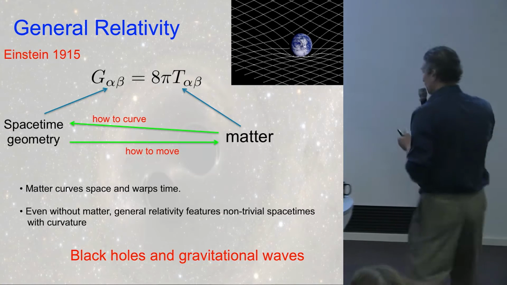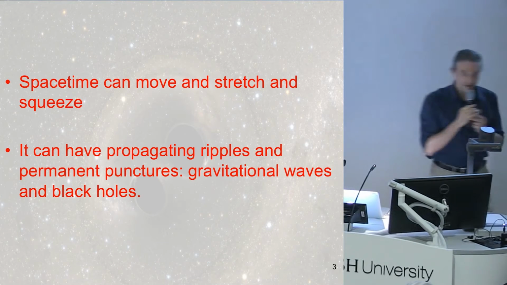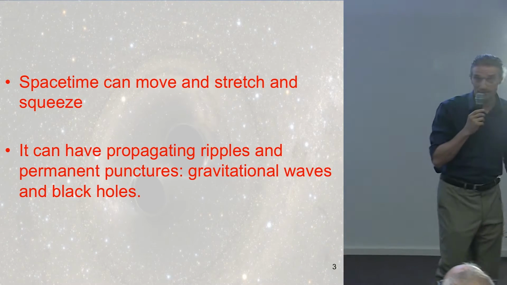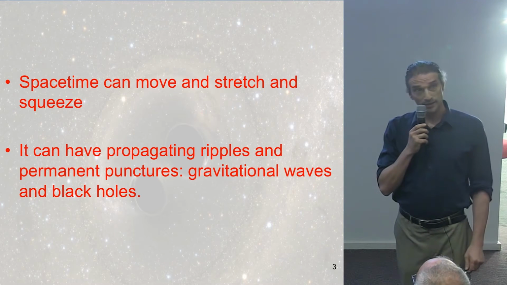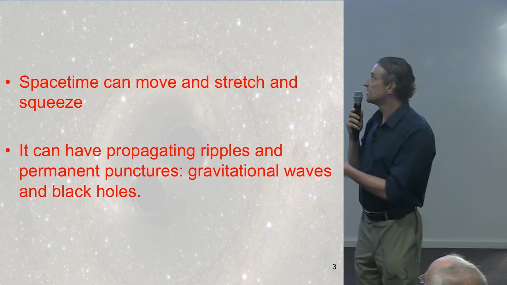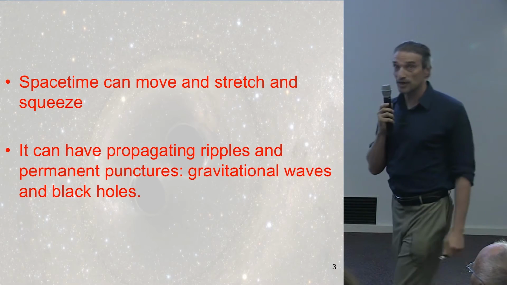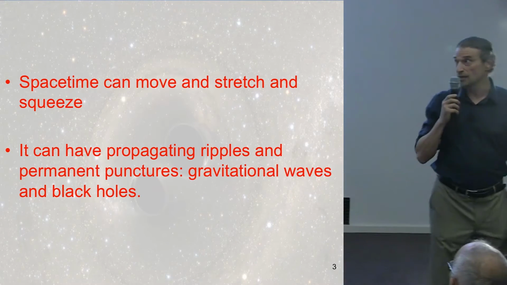So if you take anything away from this part of the lecture, it's this simple truth which follows from Einstein's theory, that space-time can move and stretch and squeeze, and it can have propagating ripples and permanent punctures. The punctures are truly permanent. You can't heal them. And these punctures are black holes.